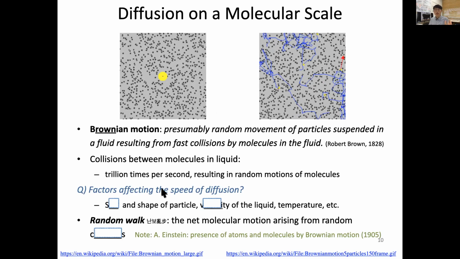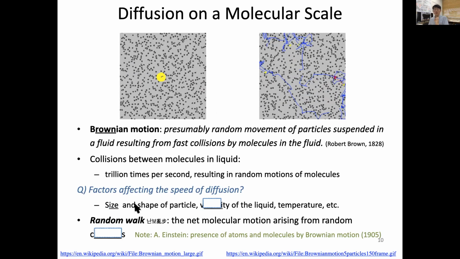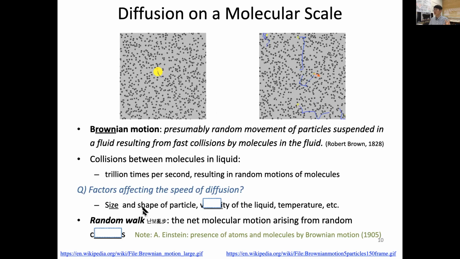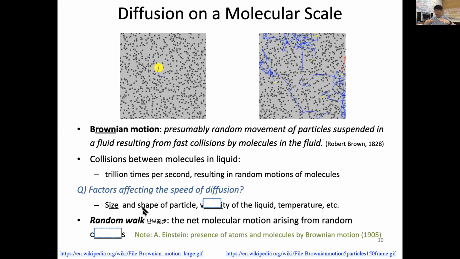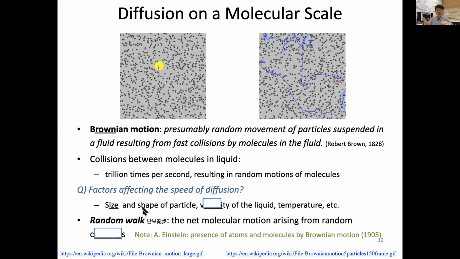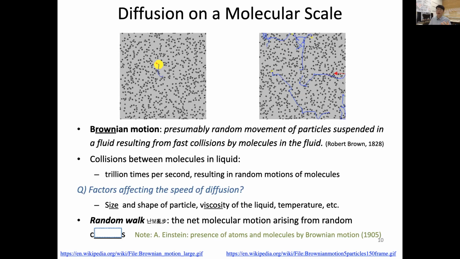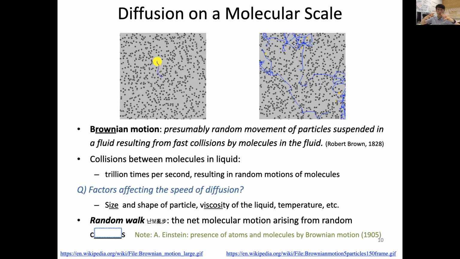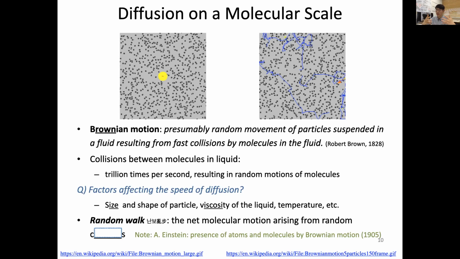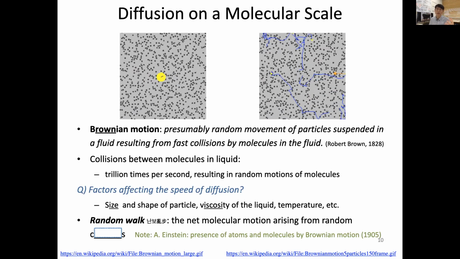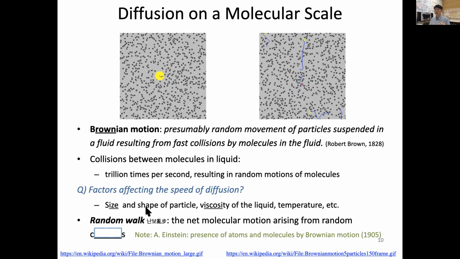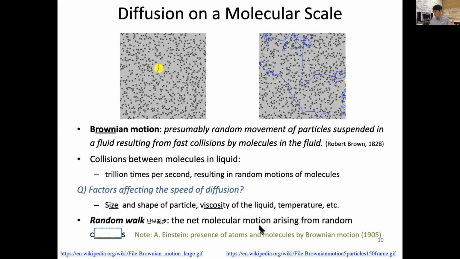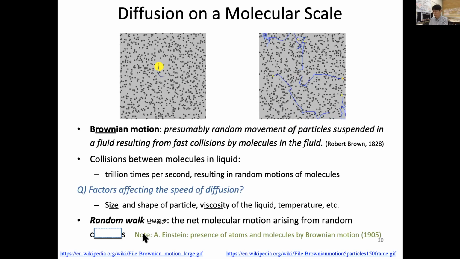You can think first of the size of the particle or molecule, and also of course the shape of the molecule would affect it. And for the surrounding fluid, like this liquid, the viscosity would affect the speed of this diffusion phenomenon. And of course, the microscopic energy of the movement is dependent on the temperature. Temperature is a measure of thermal energy. So this phenomenon is mathematically called a random walk: the net molecular motion arising from random collisions.